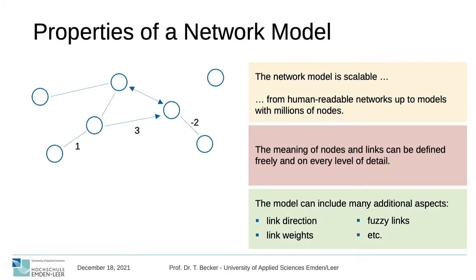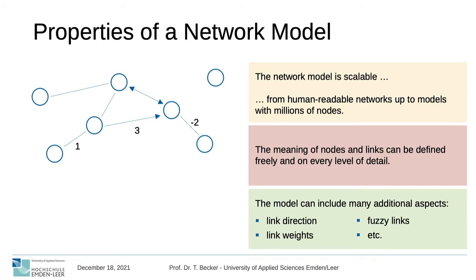Now let's have a look at the properties of a network model. And the network model is a very interesting model also for science and research because it has many, many interesting properties. First of all, the network is highly scalable. You can have small human-readable networks, like the example we have here, but you can also go up to models with millions of nodes. Usually you cannot visualize those networks in a proper way, but you can use computer models to work with them.